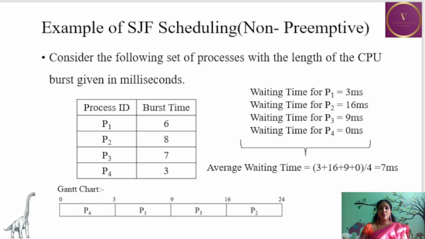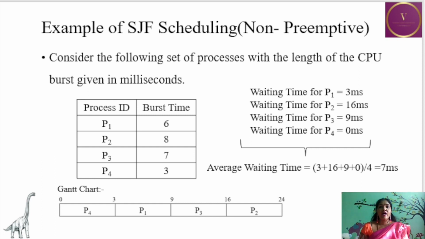So remember that we drew the Gantt chart for the FCFS scheduling algorithm. Likewise, we will be drawing a Gantt chart for the shortest job first scheduling algorithm here. What you have to understand is that we are considering that all the processes arrive at the same time. If it is preemptive, we have to have one more column called the arrival time. But since it is non-preemptive, we have to understand that all the processes have arrived at the same time.